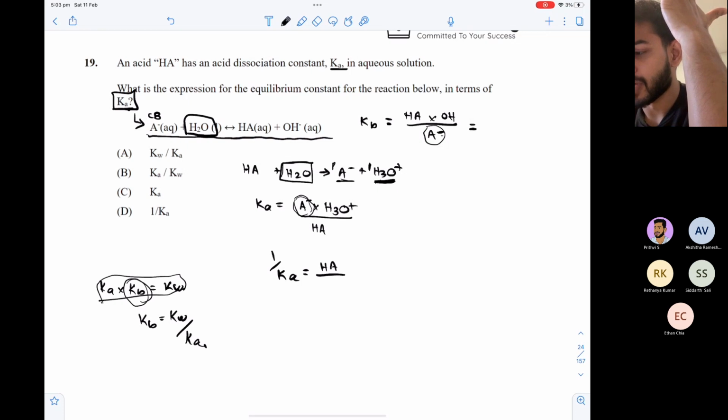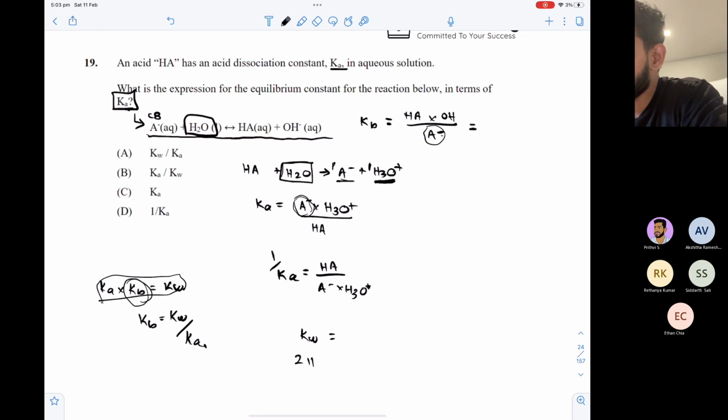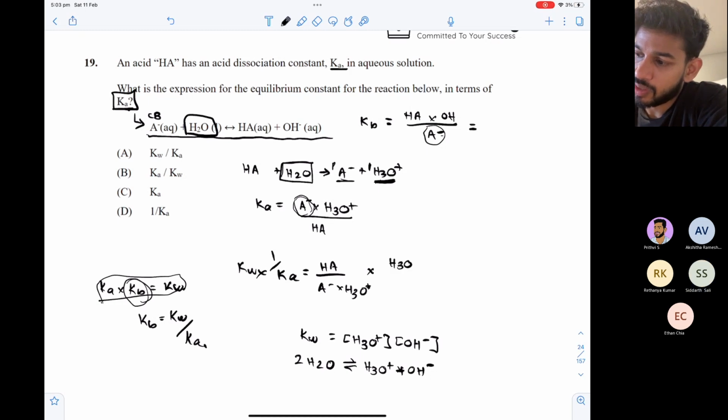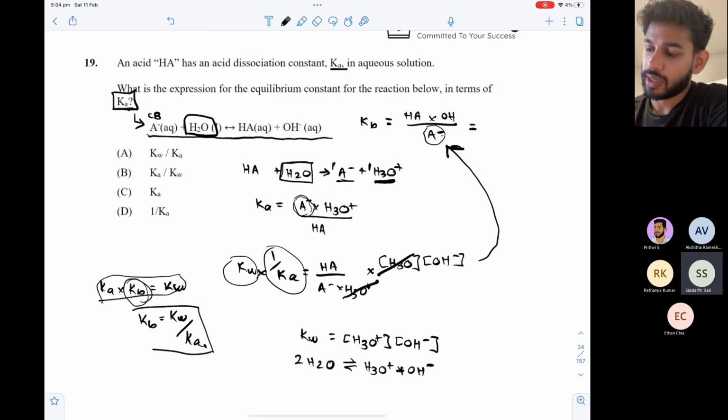So then I'll do HA divided by A minus times H3O plus, right? And then you have to think, well, what do I need to add to that to change it? And you realize, well, what is the Kw equation? Water forms the hydronium ion plus the hydroxide ion. So Kw is hydronium ion concentration times hydroxide ion concentration. Okay, so if I multiply this by Kw, I'll get times hydroxide times hydronium. I can cancel these two out, and that will leave me this equation here. The Kw times 1 on Ka is Kb, or Kb is Kw on Ka.